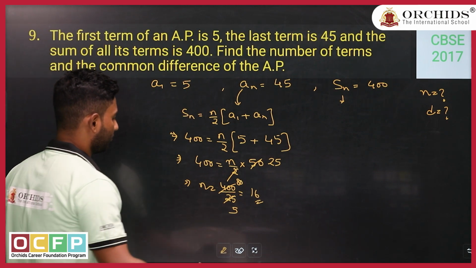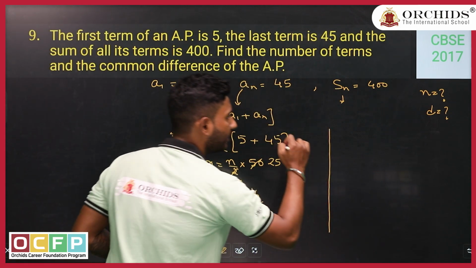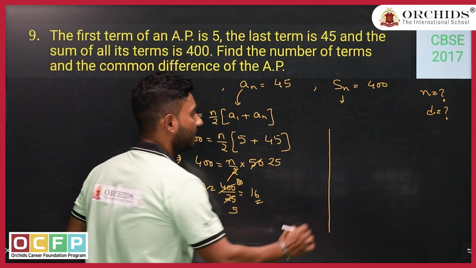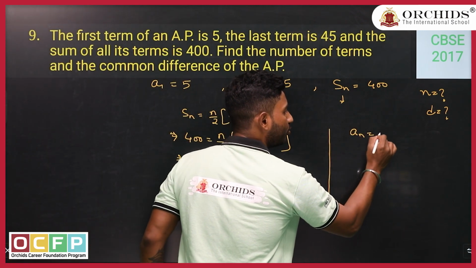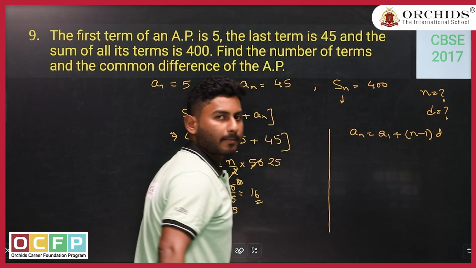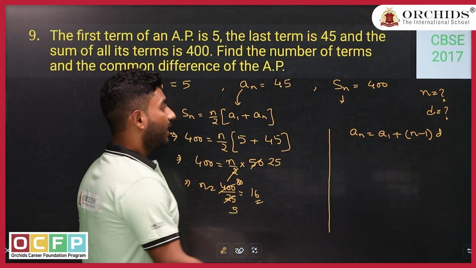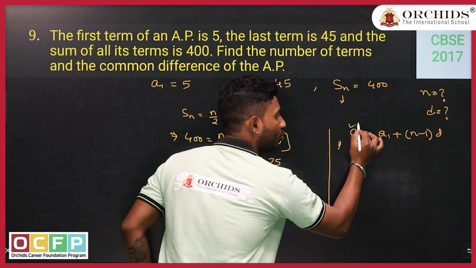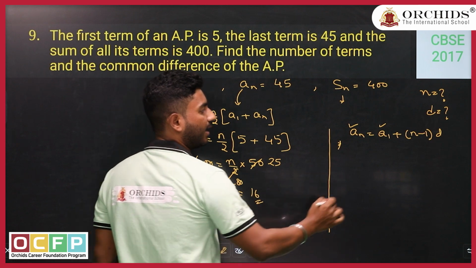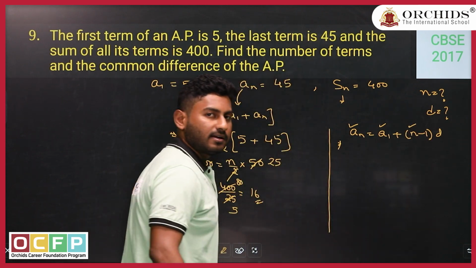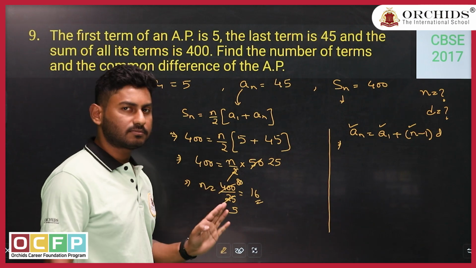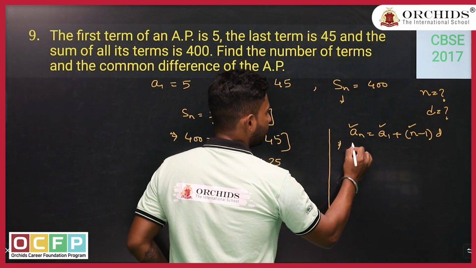We have to find d now. How to find d? For d, I have one more resource. What is a_n? a_n equals a1 plus (n minus 1)d. Now the good part is, in this equation I know this one, I know this one. Just now I got n. We just have to find d. So one variable, one equation, easily you can solve. What is a_n? Just put it down.